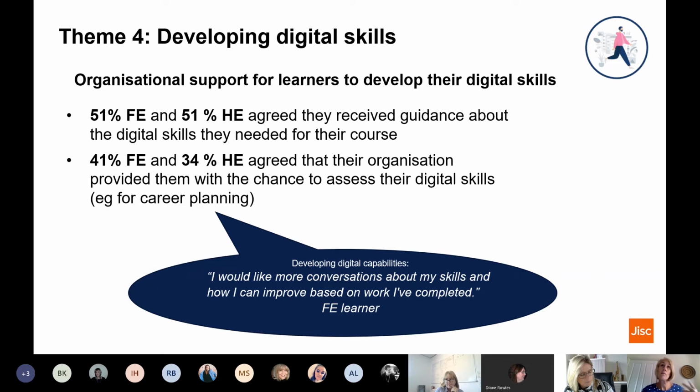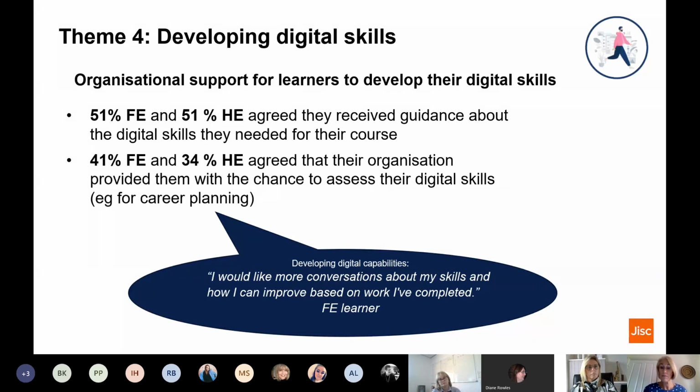Now, as I was saying earlier about being explicit around why you're using technology, how it's going to support their learning, what tools they're going to be using in their course, it's also really important to be explicit to students around the guidance on what digital skills they are going to need for their course, how that relates to when they move out into the workplace, and to be very explicit about that. Also, a very low percentage of students agreed that their organisation provided them with a chance to assess their digital skills.